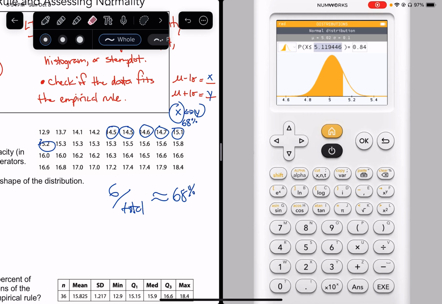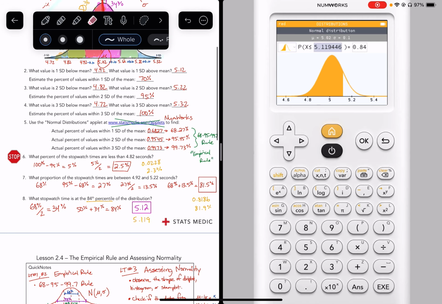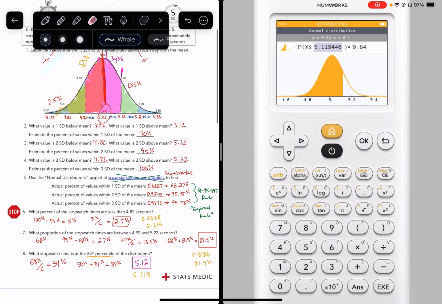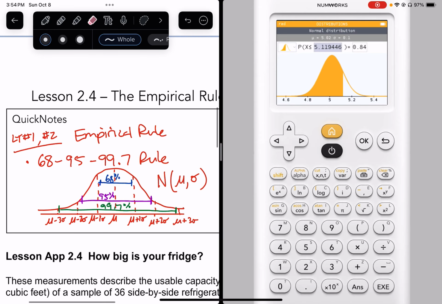So that is it for 2.4. If you have any questions, let me know. I can't guarantee I'll respond right away, but I'll respond when I can. Hopefully that gives you an idea of what we're working with here. The big thing here is that empirical rule, the 68, 95, 99.7, where 68% of the data is within one standard deviation, 95% is within two standard deviations, and 99.7% is within three standard deviations.